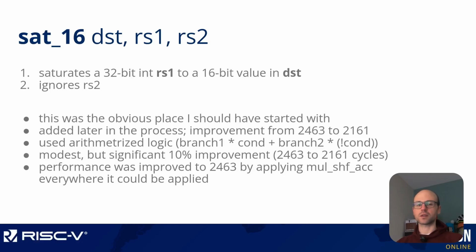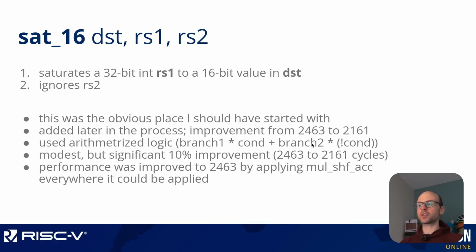This just saturates a 32-bit int from RS1 to a 16-bit value and stores that in DST. It ignores RS2, and it was the obvious place I should have started with, optimizing code by introducing instructions, because it's the first function from the provided template code. I added this instruction later in the process when I had already reached 2,500 cycles, and it further reduced it to about 2,200 cycles. The way I implemented this is by using arithmetized logic, so basically the branch 1 code times the condition flag plus the branch 2 code times the negated condition flag.